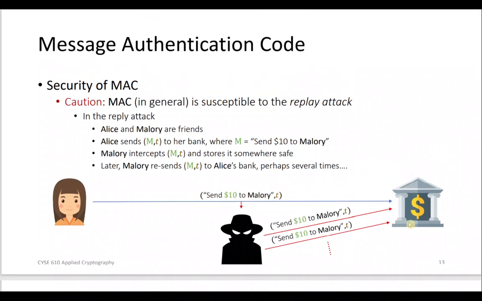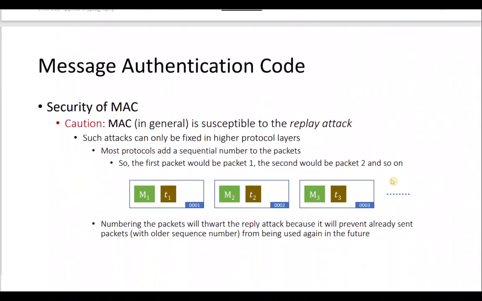So we say here that even if Mallory doesn't have the key or a tag that can be verified, there's a different attack that Mallory can do. He can just copy the message sent and replay it, sending it again and again. This is called a replay attack. And how can we solve this issue? We can simply sequence the packets sent in higher protocol levels.